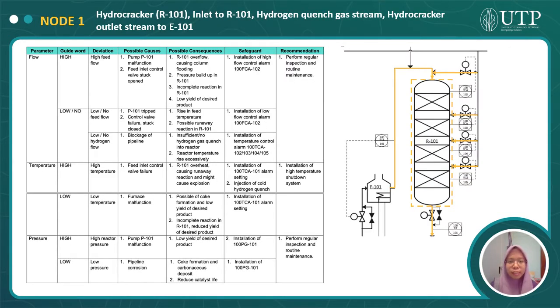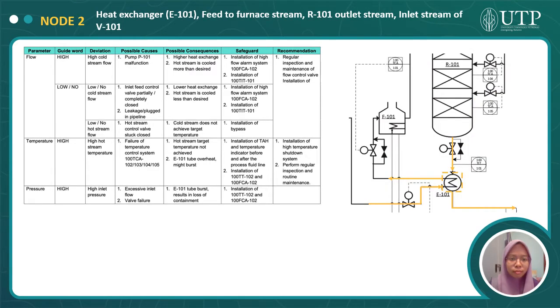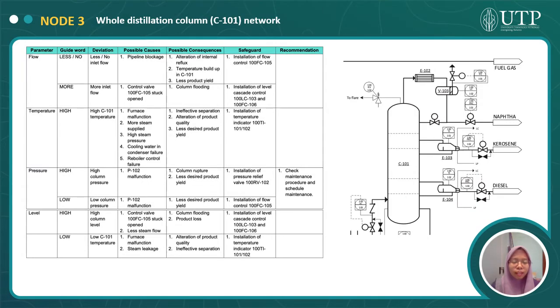So moving forward, this is a sample of our complete HAZOP that has been carried out for node 1, 2, and 3. So the parameters of HAZOP which apply to our plant design intended are temperature, flow, pressure, and also level. So the first node is at hydrocracker R101. Second node at heat exchanger E101. And the third and last node is at the whole distillation column C101 network.